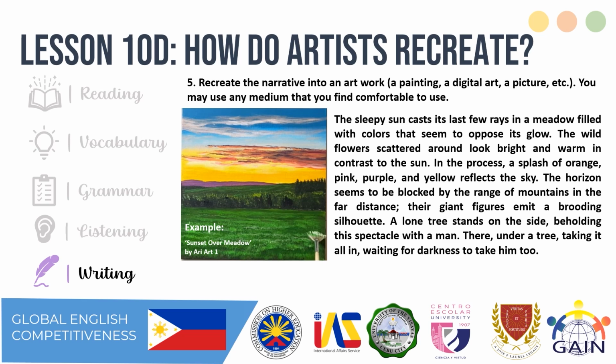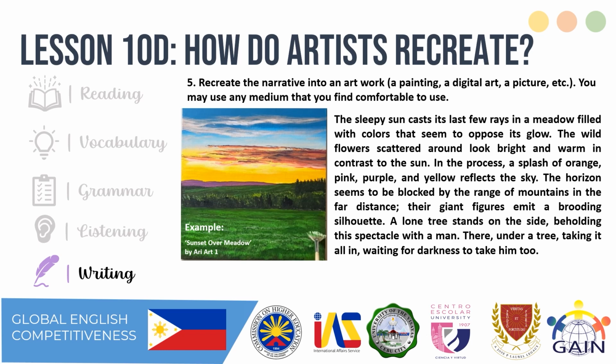The sleepy sun casts its last few rays in a meadow filled with colors that seem to oppose its glow. The wild flowers scattered around look bright and warm in contrast to the sun. In the process, a splash of orange, pink, purple, and yellow reflects the sky. The horizon seems to be blocked by the range of mountains in the far distance. Their giant figures emit a brooding silhouette. A lone tree stands on the side, beholding the spectacle with a man. There under a tree, taking it all in, waiting for darkness to take him too.